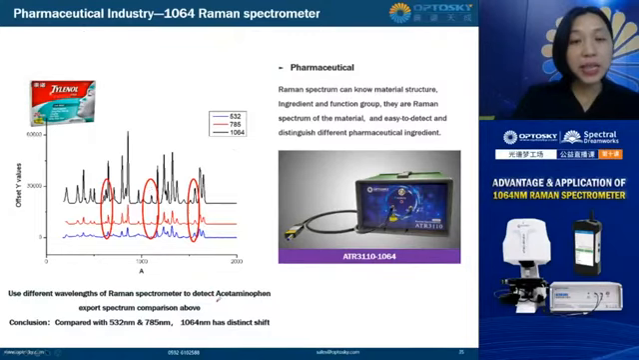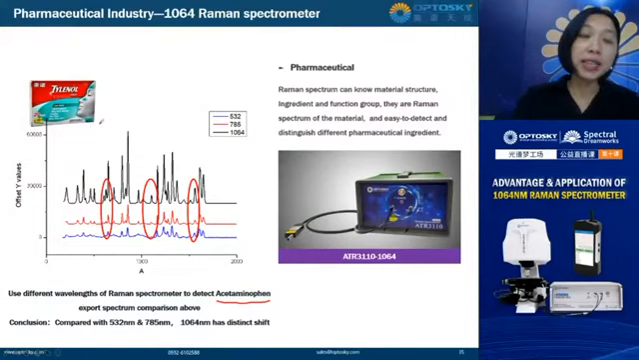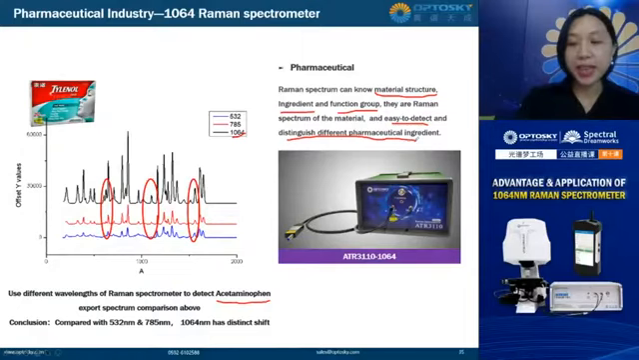Here, you can see this is acetaminophen, the main component of Tylenol, a headache medicine. We can find that the 1064 has the most vivid, distinct shape compared to 785 and 532. So we know the Raman spectrum can reveal material structure, ingredients, and functional groups. It is easy to detect and distinguish different pharmaceutical ingredients.